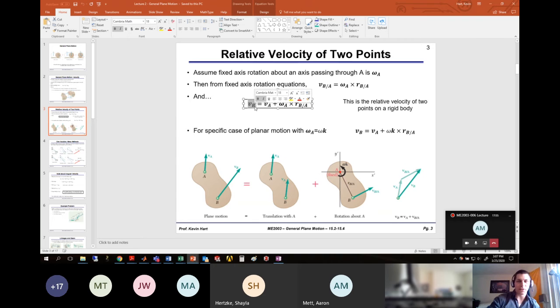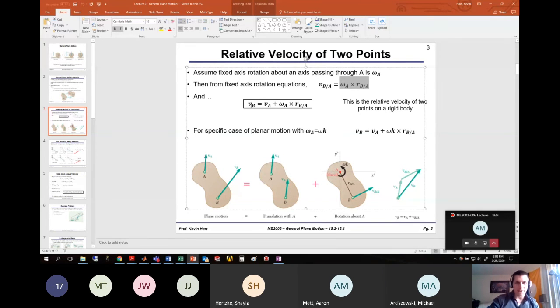Let's say the relative velocity of B is the velocity of A, which let's assume we know, plus the angular velocity of A crossed with the position vector locating B from A, which we know is the expression for fixed axis rotation. Okay, so it's like the translational velocity of A plus the velocity of B relative to A, which can be thought of as the fixed axis rotational component of the velocity of B with respect to A. So generally, this is the expression that relates the velocities of two different points on an object.